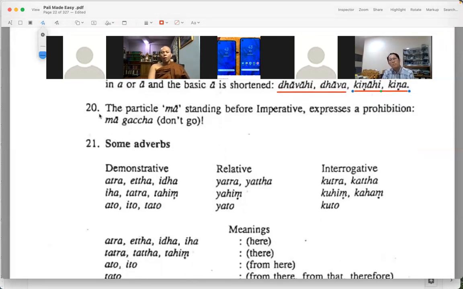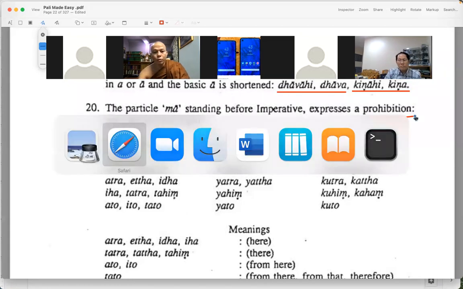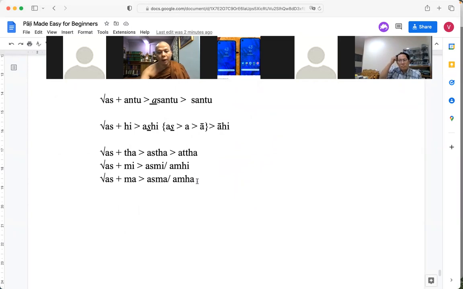Now we are using that imperative verb for the negation, prohibition. So maybe to prohibit, not to do something, don't do that, or don't go there like that. So prohibition is a kind of negative command: don't do, don't go, don't eat, don't run. For that sense, we use the particle ma. So this ma is actually don't, not just not, don't.